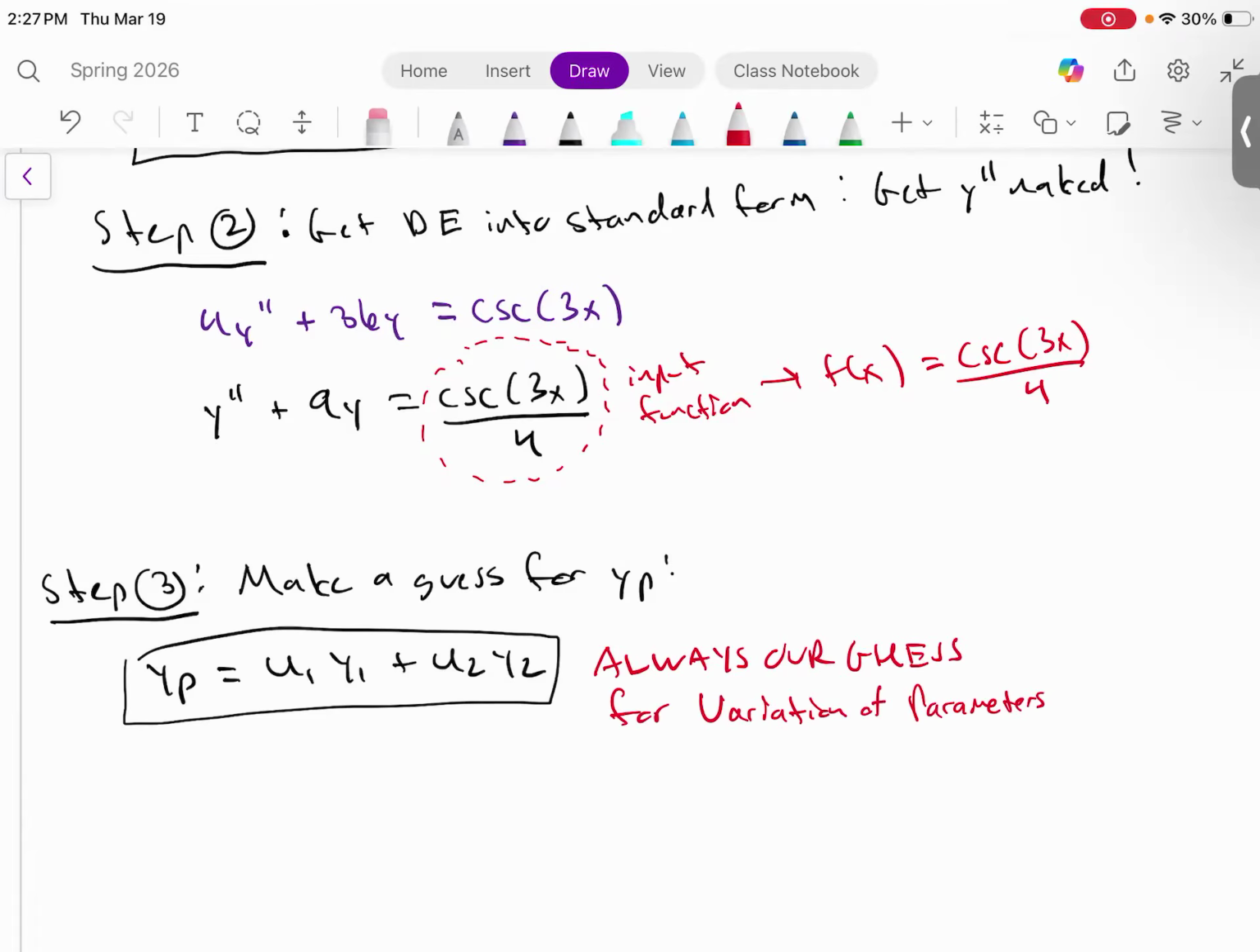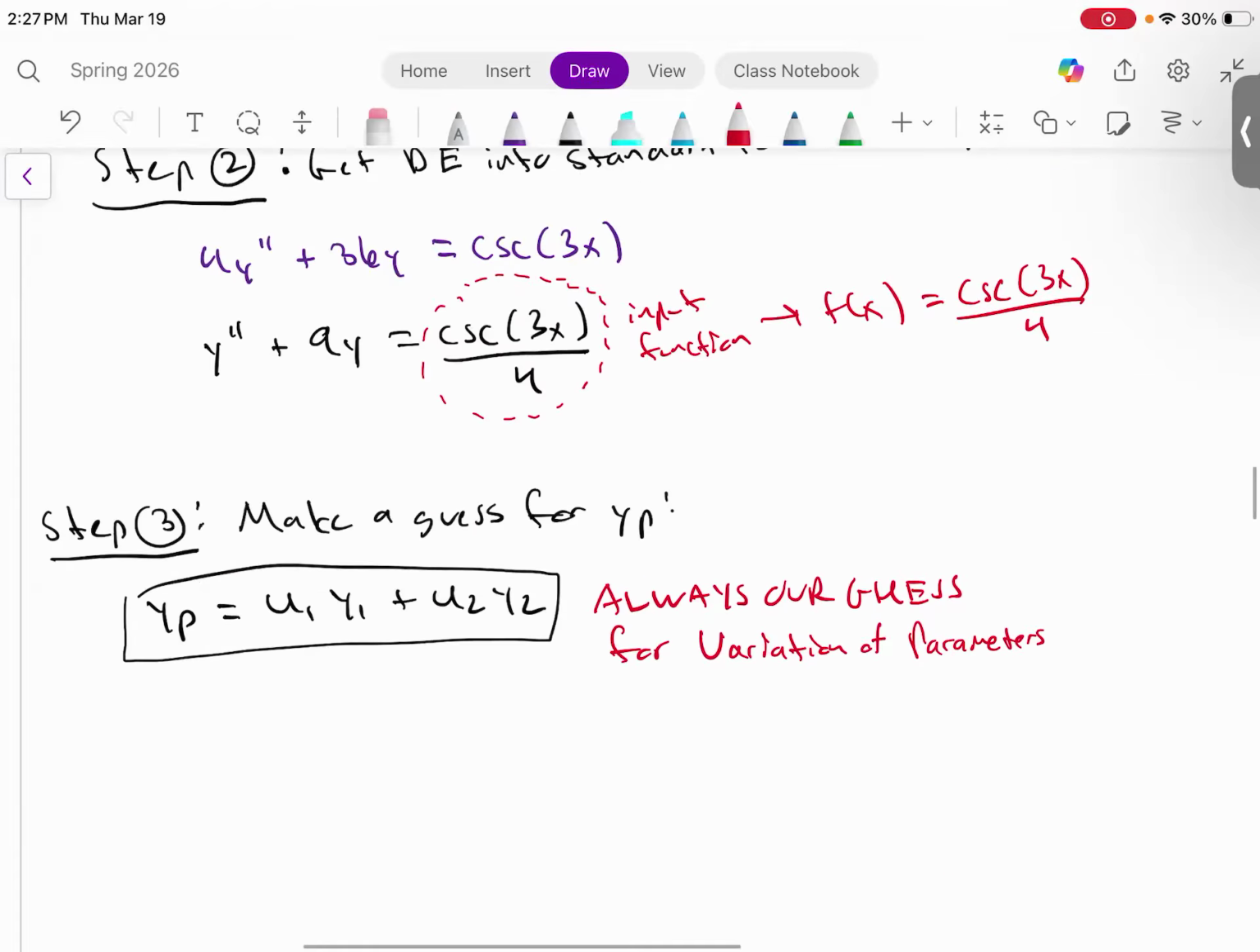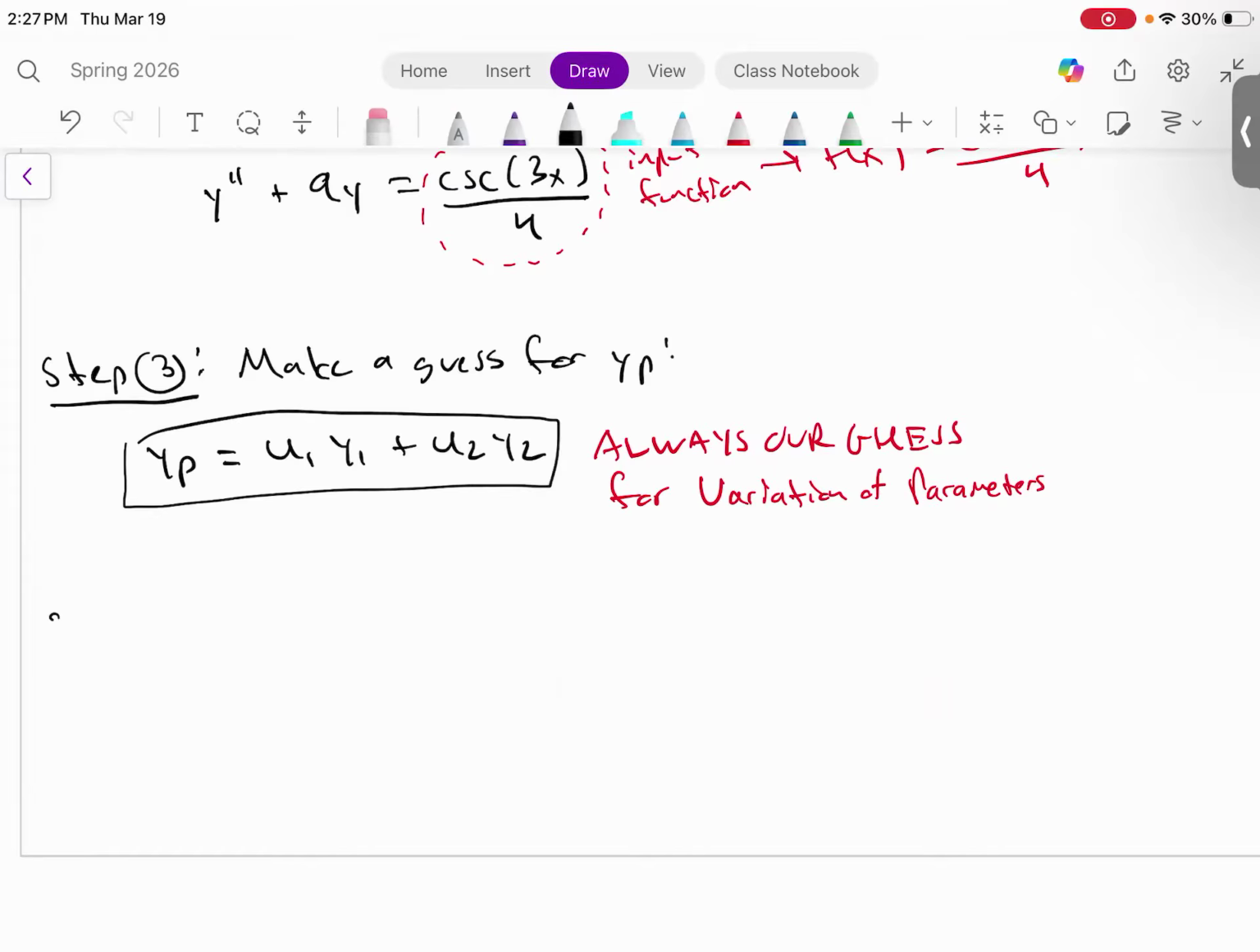So with undetermined coefficients, we had to go back and see what it is like, AX plus B. Is there a trig, is there an exponential? But variation of parameters here is always u1 y1 plus u2 y2. Okay, so that makes that step easier for us. Now the hard part is calculating what u1 and u2 are. Luckily, we have formulas, so let's go ahead and try that out. So step four, we'll say get u1 and u2.